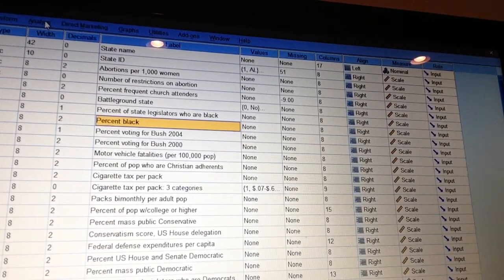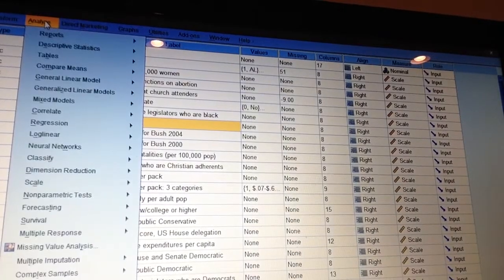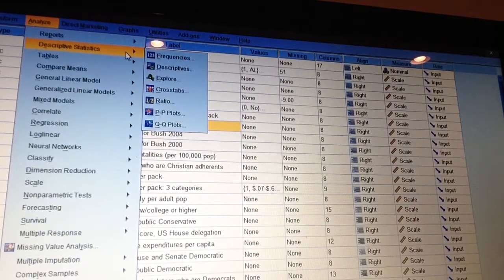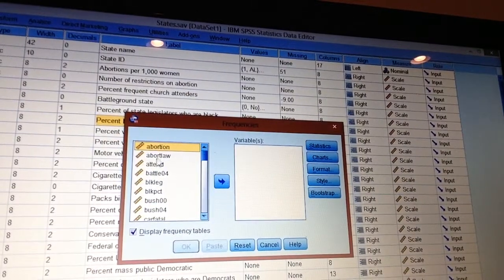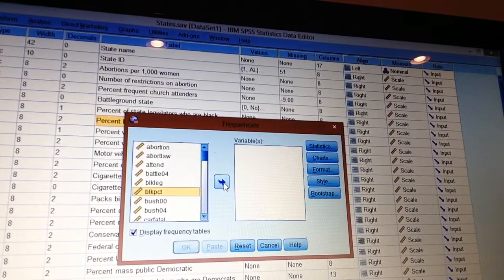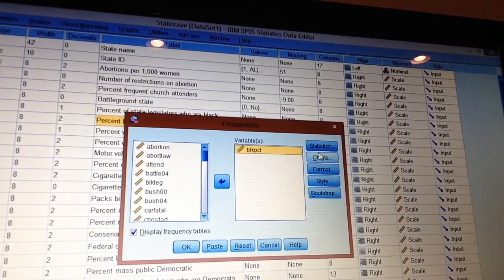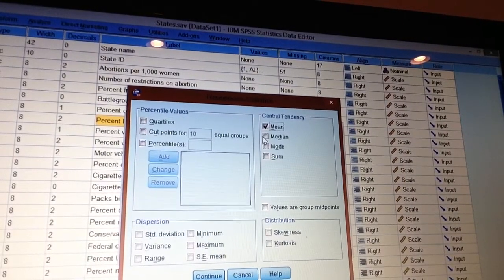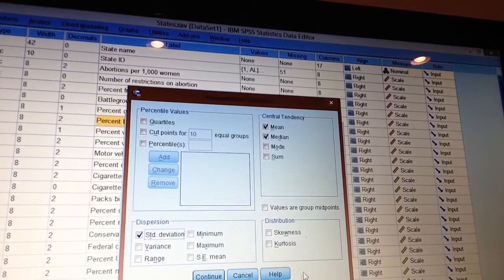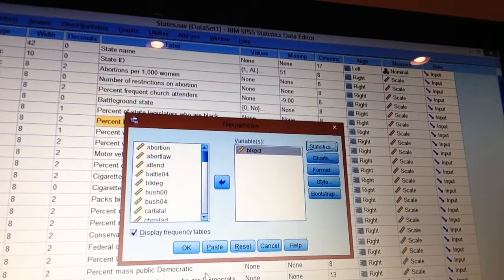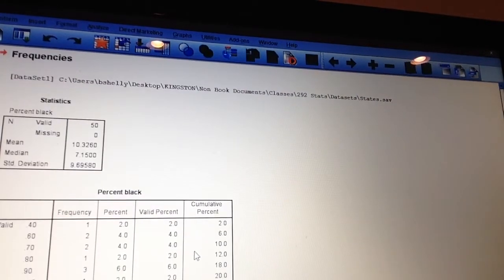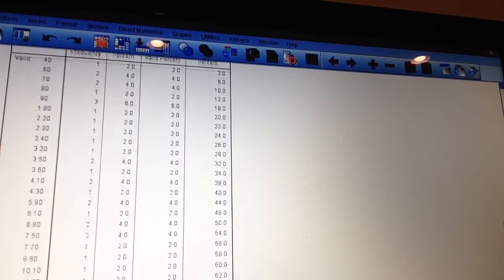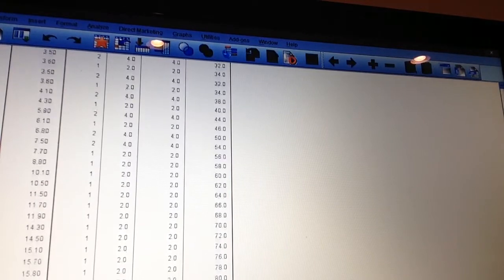So to find the mean, median, and standard deviation, I'm going to go to Analyze, then Descriptive Statistics, and then Frequencies. In Frequencies, I'm going to find black percentage. And I'm going to remember I got to go into Statistics. I'll mark the mean, median, and standard deviation. And then I'll hit Continue. All right. Off we go. All right.